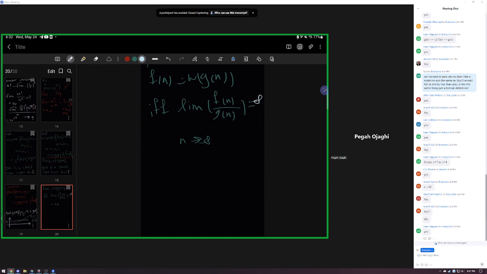If this one becomes 0, it means you have a small o notation. So this is going to be the definition. There are two things: if it goes to 0, it's going to be a small o, and if it goes to infinity, it's going to be a small omega. Does it make sense?